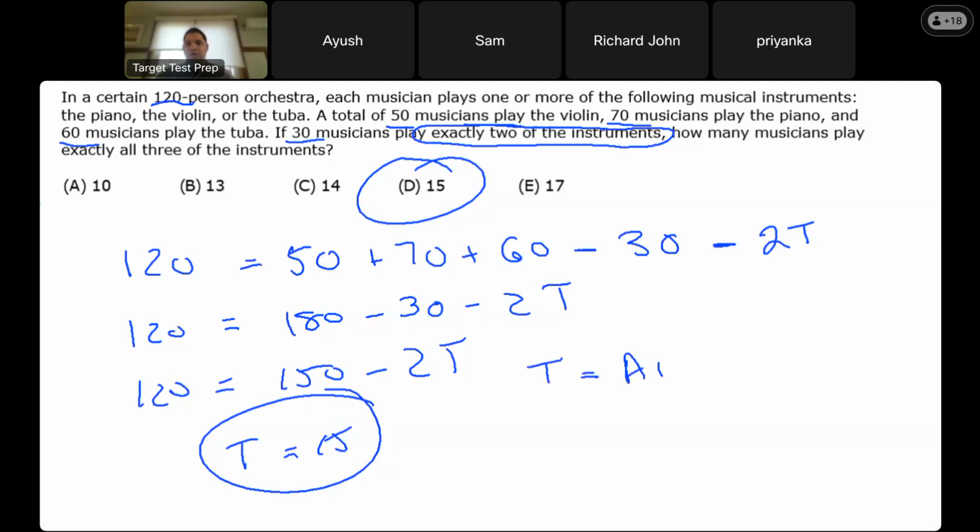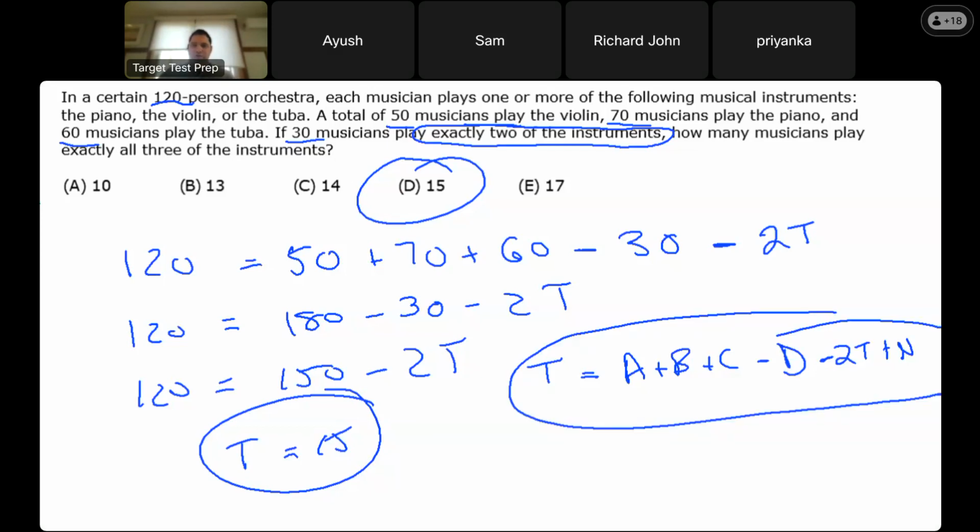The full formula is circle A plus circle B plus circle C minus the doubles minus 2 times the triple plus the neither. That's the formula. We teach it in our course too.